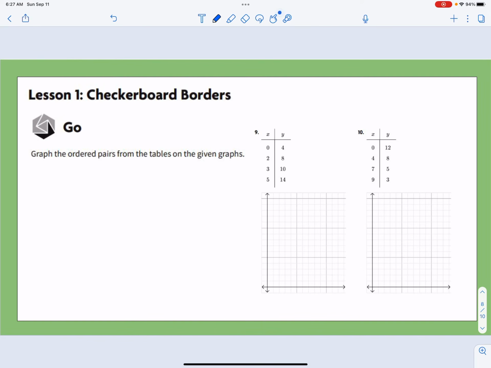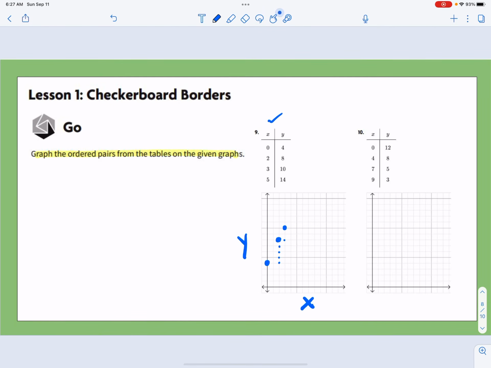So here we go. So next section, we're going to be graphing the ordered pairs on the table with the points given. All right, so let's look at number 9. The x value is going to be down here. This is our x, and this is our y. So when x is 0, y is 4. So 1, 2, 3, 4. So our first point's right there at 0, 4. For 2, we're going to go 2, 8. That's 2. And we're 5, 6, 7, 8. So right there. Next one's at 3. So there's 3. And we're going to be at 10.